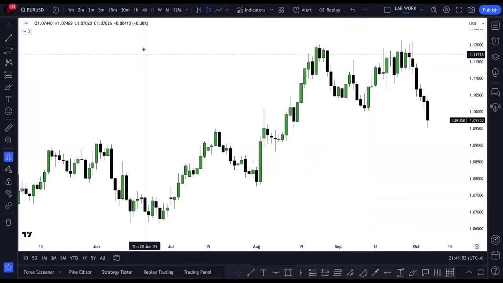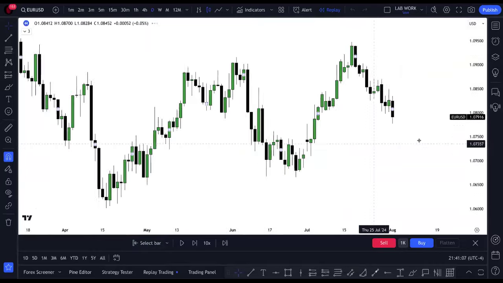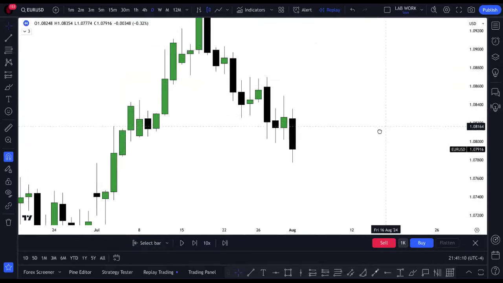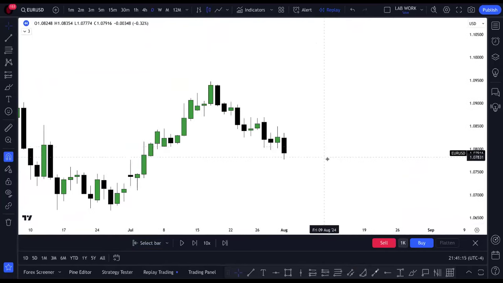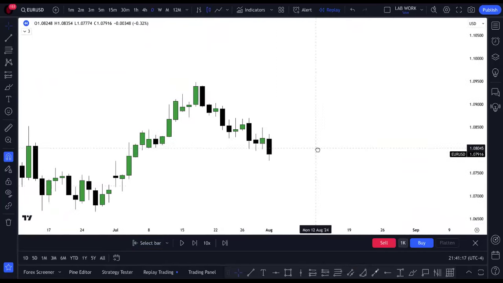Where are we at? August. Yeah, go back to August. There we go. So I come into the month almost with a fresh start. Clean slate. Not really trying to anticipate too much. I do look back to see what the most recent swing highs and swing lows are. But this is August. This is my beginning point here.